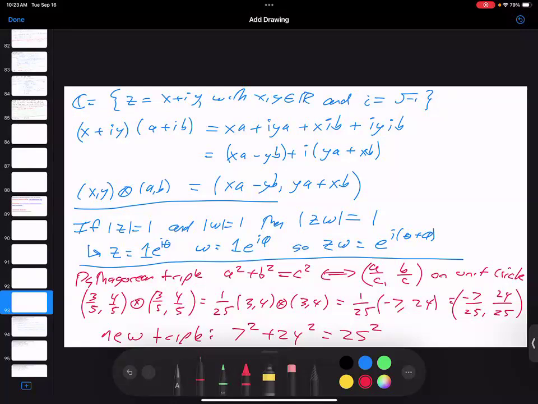If I just keep multiplying, and now I have my new triple, and if I multiply that by 3/5, 4/5, do I get something new again? And if I keep multiplying by 3/5, 4/5, do I keep getting something new again? Do I ever return to where I started? Or do I always get something new? So there's lots of questions you can ask. There's lots of games you can play.